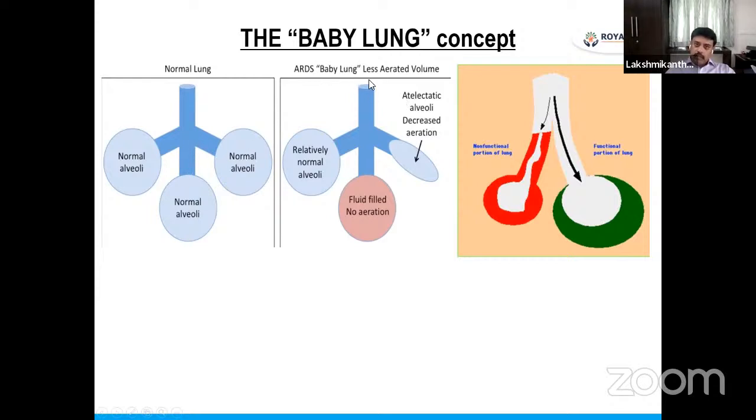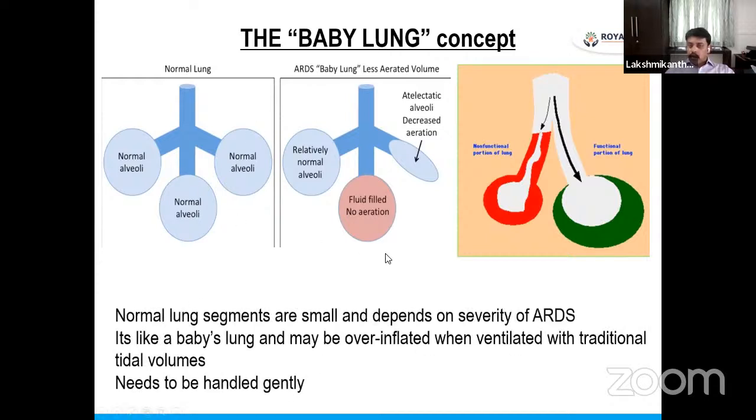Whereas in the ARDS baby lung, when you give a tidal volume, it predominantly goes to the normal alveoli, because the alveoli which are fluid flooded will not take up any tidal volume or oxygen, and the atelectatic alveoli, which are already collapsed, need more work or more pressure for us to open them. So only a little of the air goes into the collapsed segment. Predominantly the air goes to the normal alveoli. What happens in normal alveoli? They distend enormously, and there is over-distension of the normal alveoli, and they need to be handled very gently.